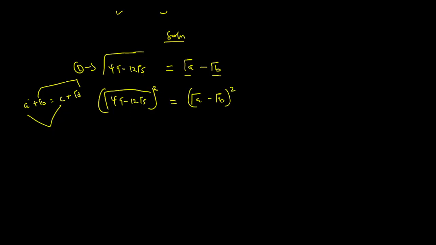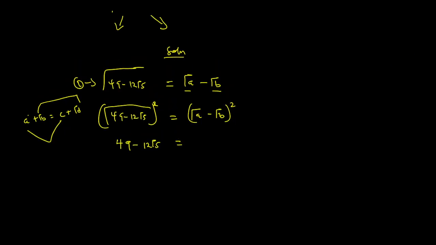Now, I've already told you that the square of the square root of a number is going to give you that number itself. So here we are going to get 49 minus 12 root 5, right? And then being equal to, let's expand this one. I think we've already done the expansion here.